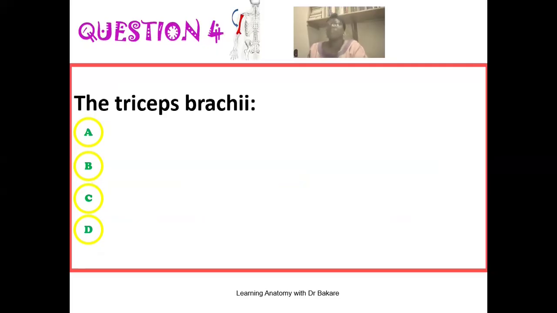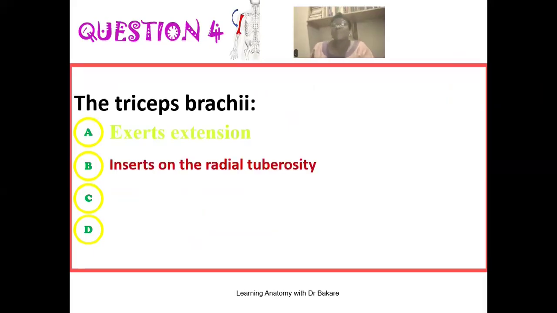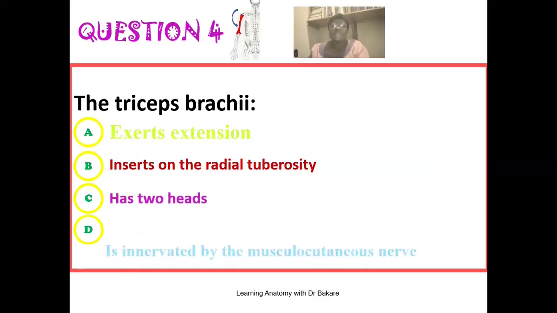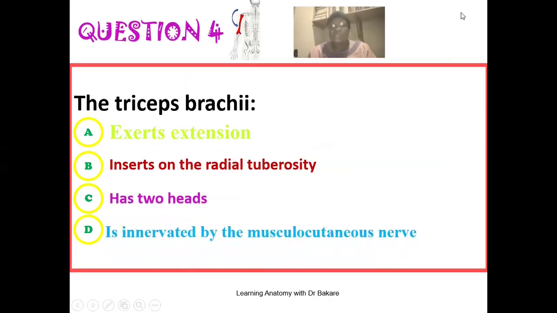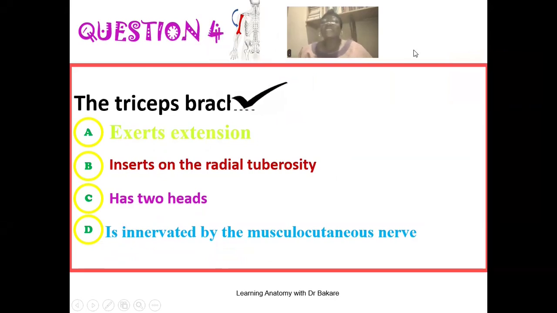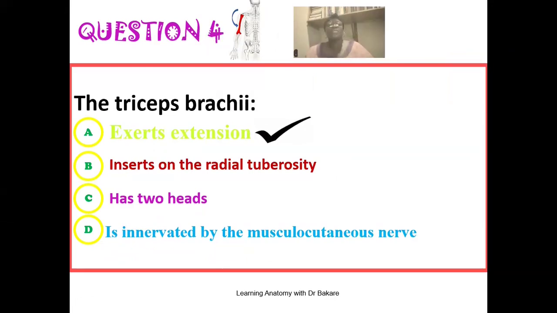Now, let's look at the fourth question. And this reads, the triceps brachii exacts extension, is it seen to insert on the radial tuberosity? Is the triceps brachii seen to have two heads, or is the triceps brachii seen to be innervated by the musculocutaneous nerve? The correct answer as it relates to the triceps brachii is the fact that it exacts extension. This muscle is located in the posterior region of the arm, and muscles in this region are seen to exact extension. They are the extensor group of muscles. Hence, this is the correct answer.